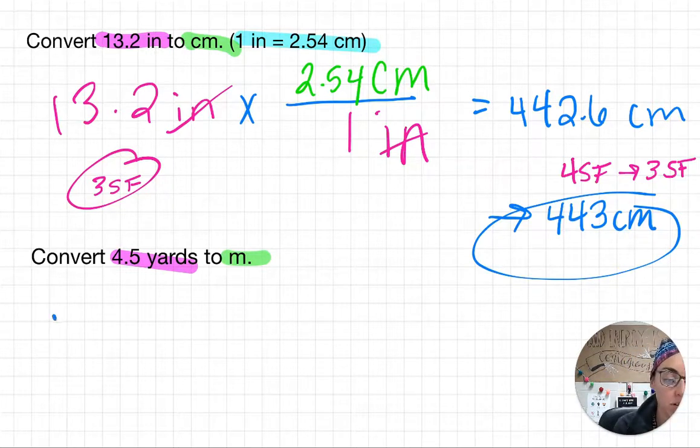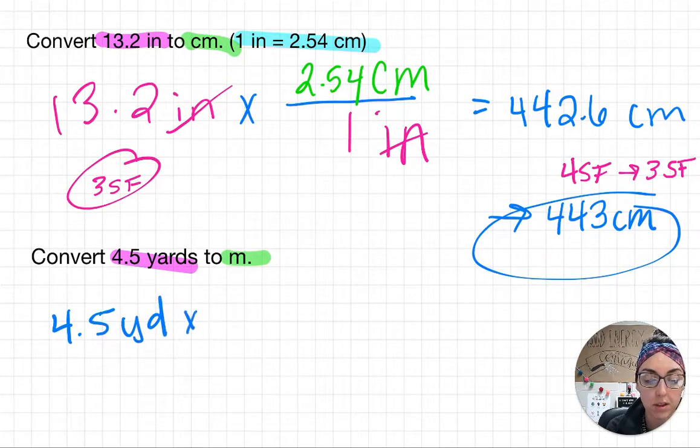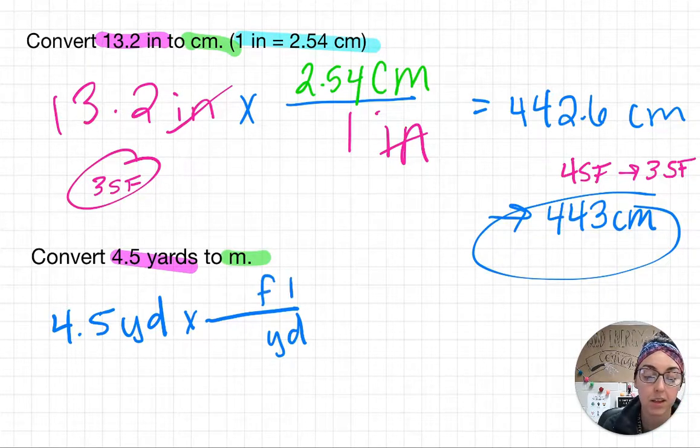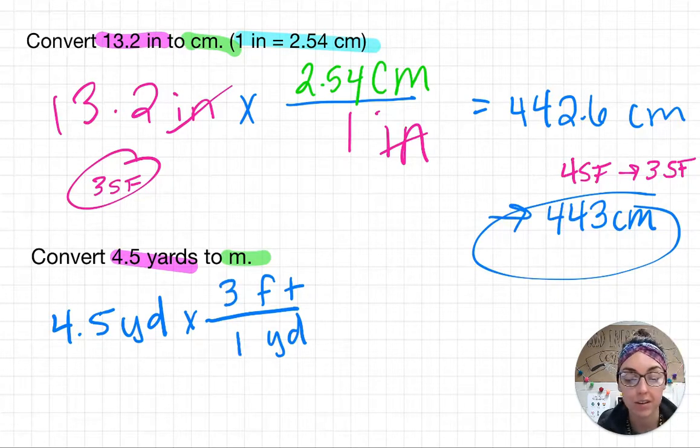So I'm going to start with 4.5 yards. And I know I need yards on the bottom. I don't know how many yards are in a meter off the top of my head. Not a unit ratio that I know. I do know how many feet are in a yard, so I think I can work with that. So I'm going to go to feet. So I know there are 3 feet for every 1 yard. That's not to meters yet though, so I'm going to keep going.